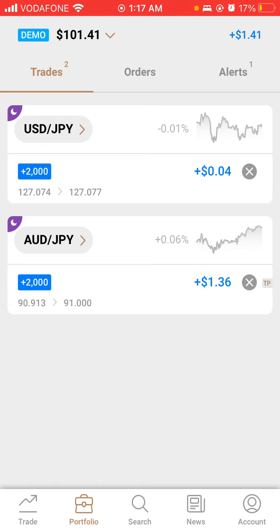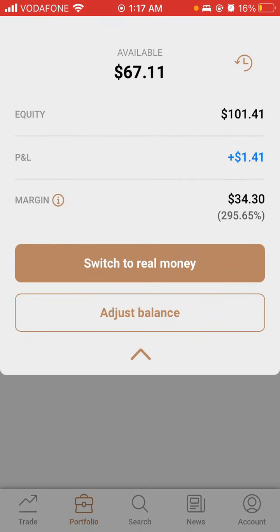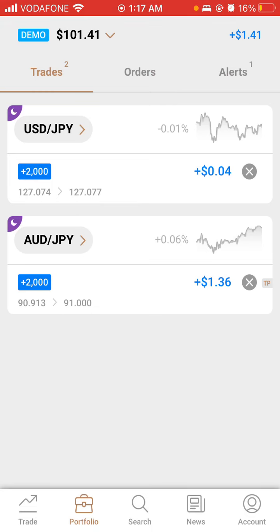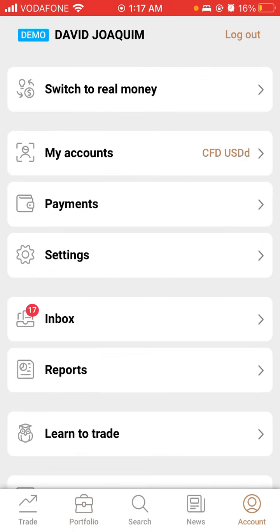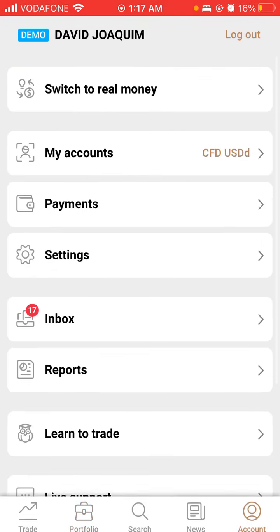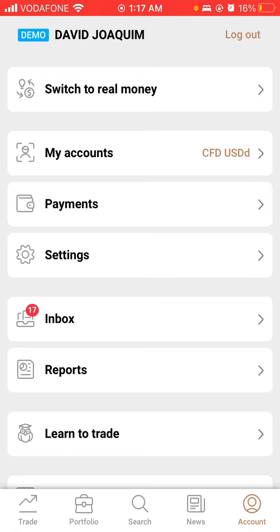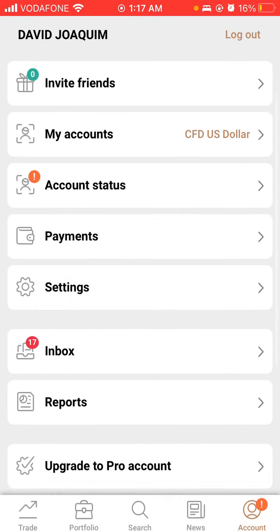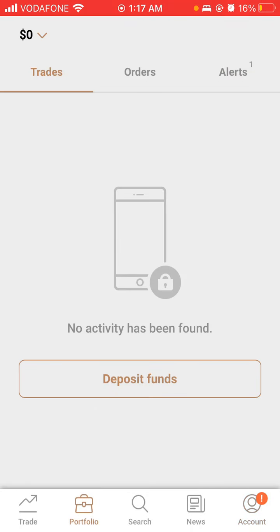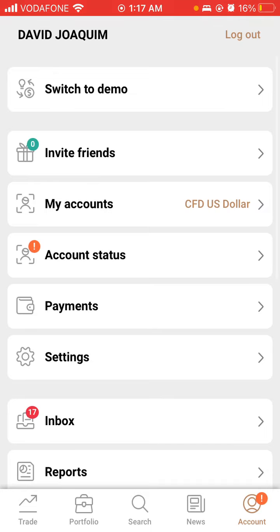First of all, I'll be showing you how to switch between demo and live accounts. So this is the demo account. If you want to switch to the live account, you just click on the account section here, then you see switch to real money. You click on switch to real money, and it's basically the same thing. The demo account and the live account are the same thing actually.